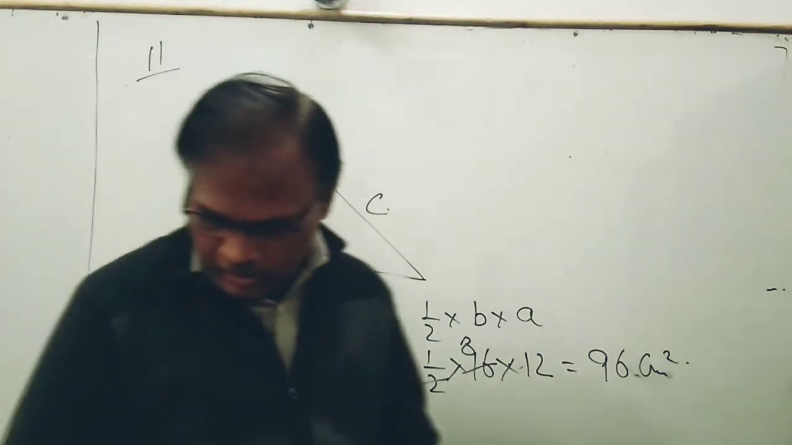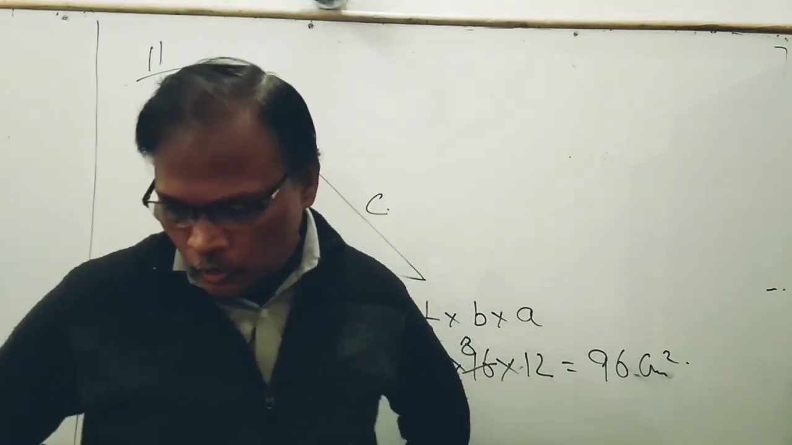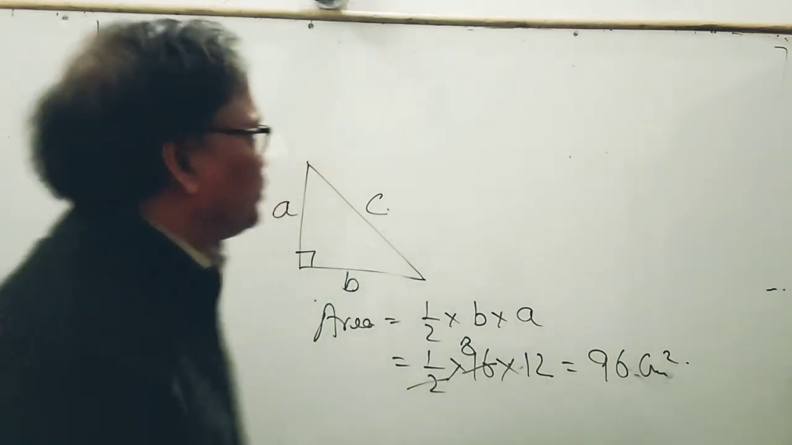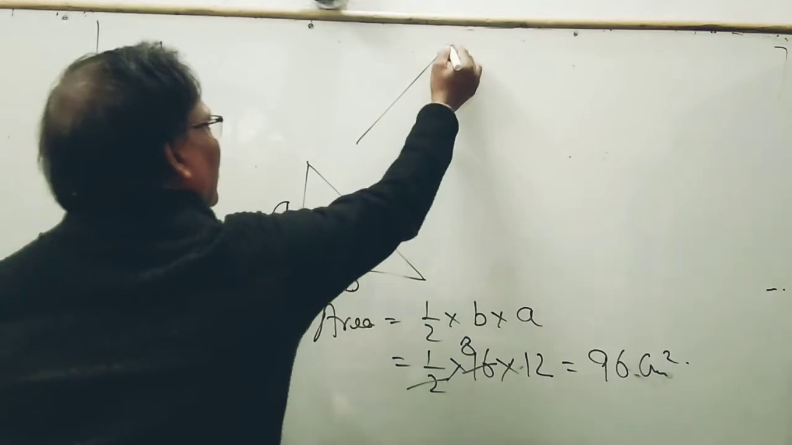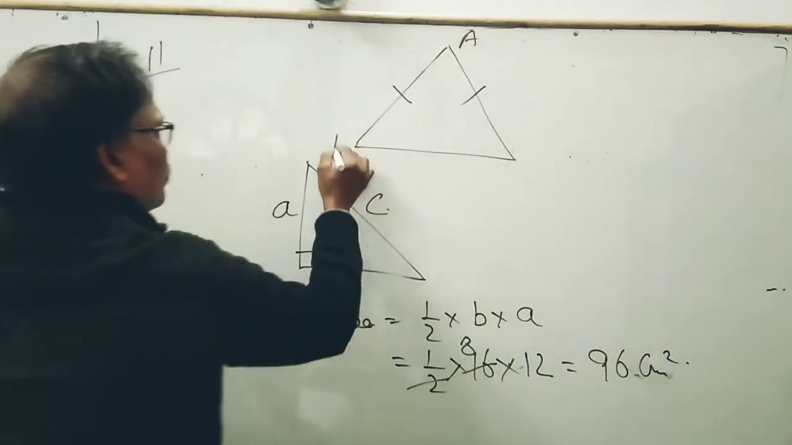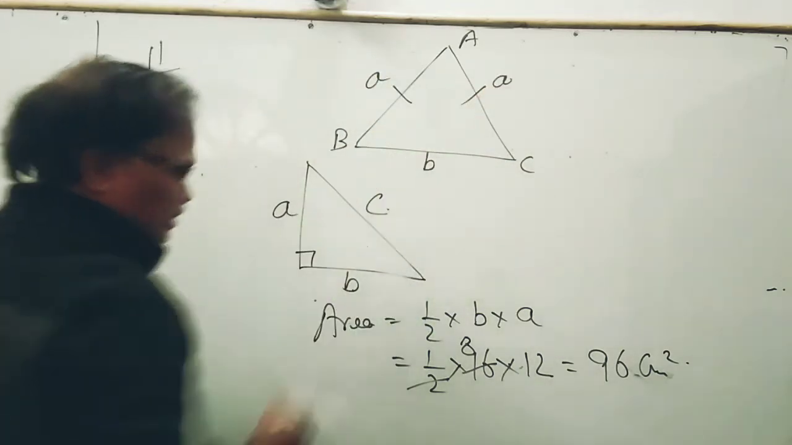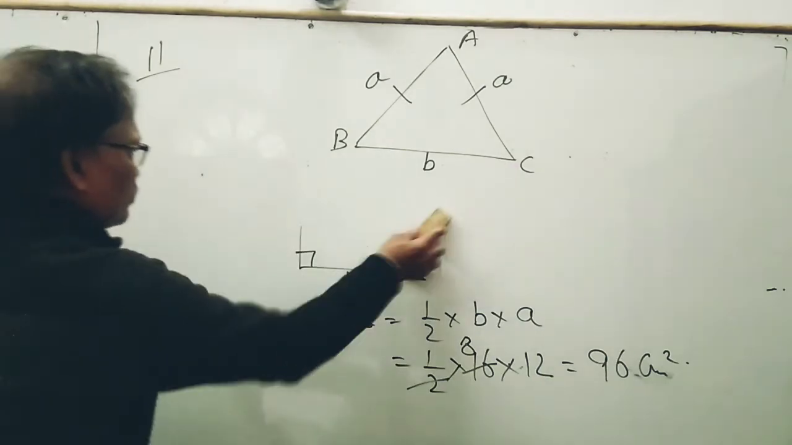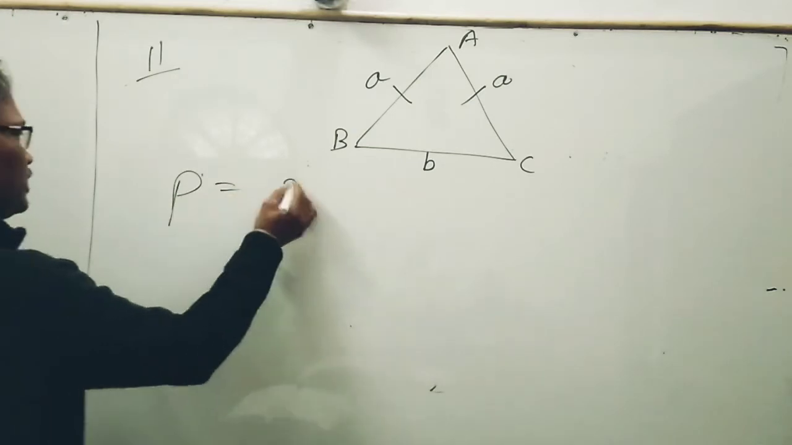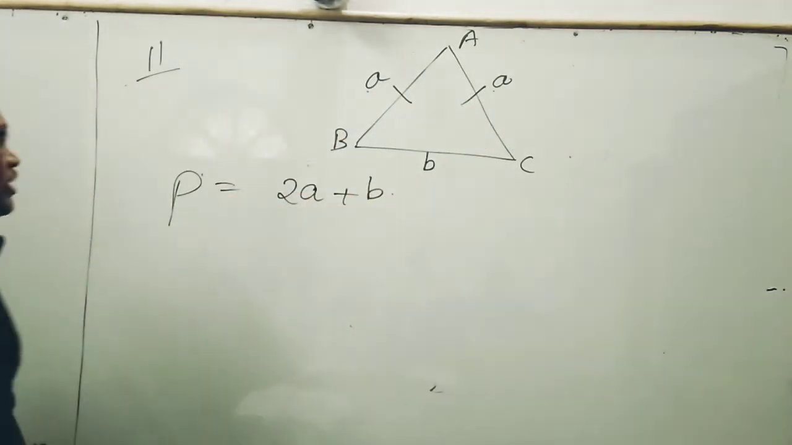In this question, find the area of an isosceles triangle whose equal sides are 12 centimeter and the perimeter is 30 centimeter. So one isosceles triangle is given. These two sides are equal, and this is the base. What is its perimeter? Perimeter is a plus b plus a, which means perimeter is 2a plus b.